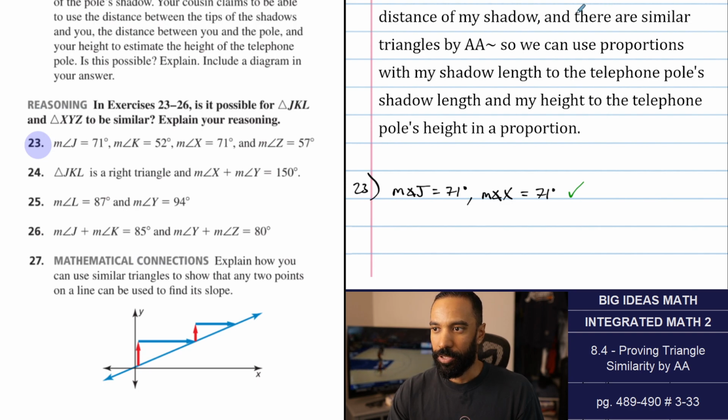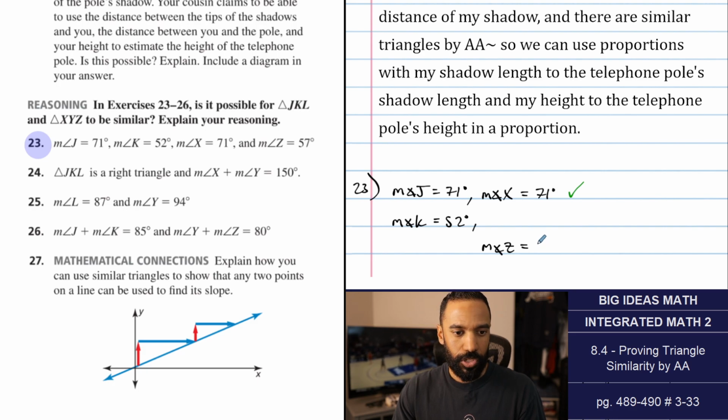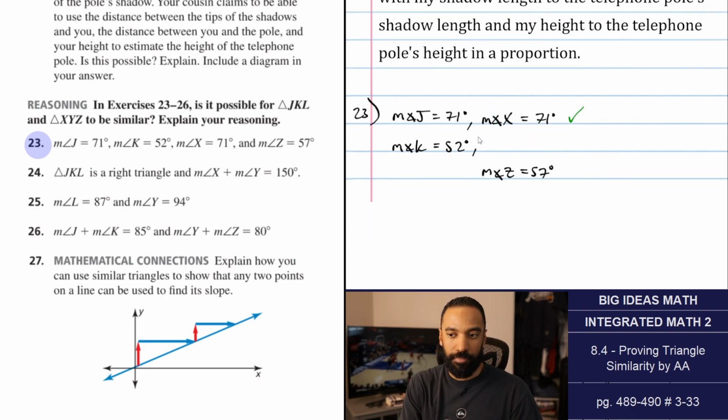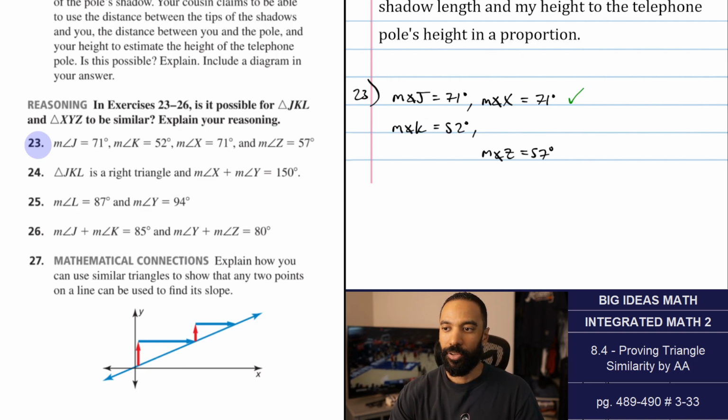They say measure of angle K is 52 degrees. This is in triangle JKL. Measure of angle Z is not related to this one because it's not a corresponding angle. So measure of angle Z is 57 degrees. So is it possible? We'd have to work that last part out. These are triangles, so measure of angle L is something we'd have to find, or measure of angle Y is something we'd have to find.